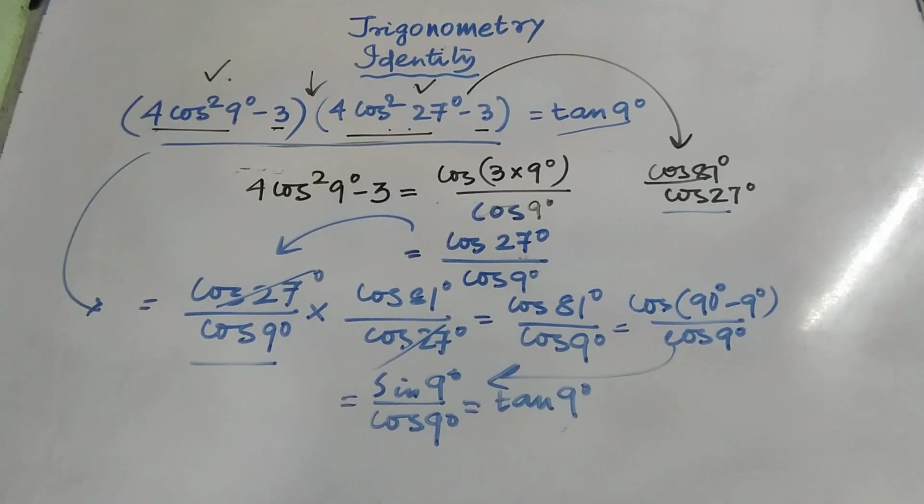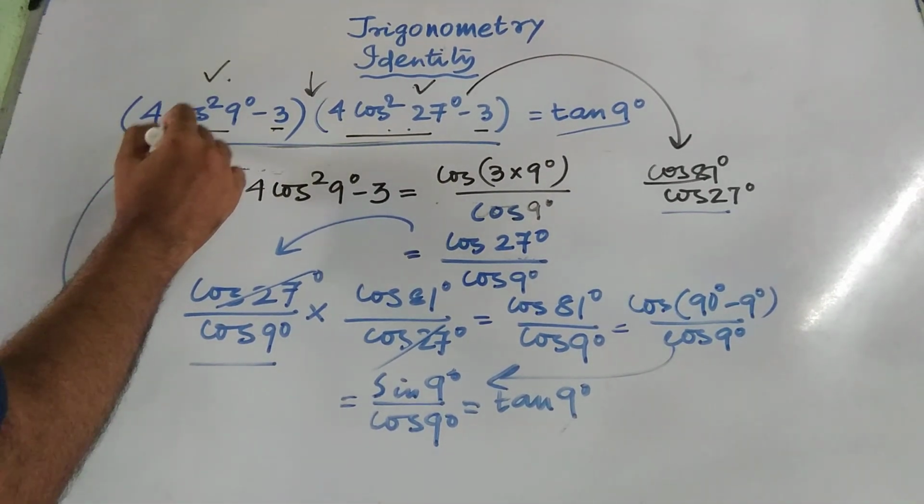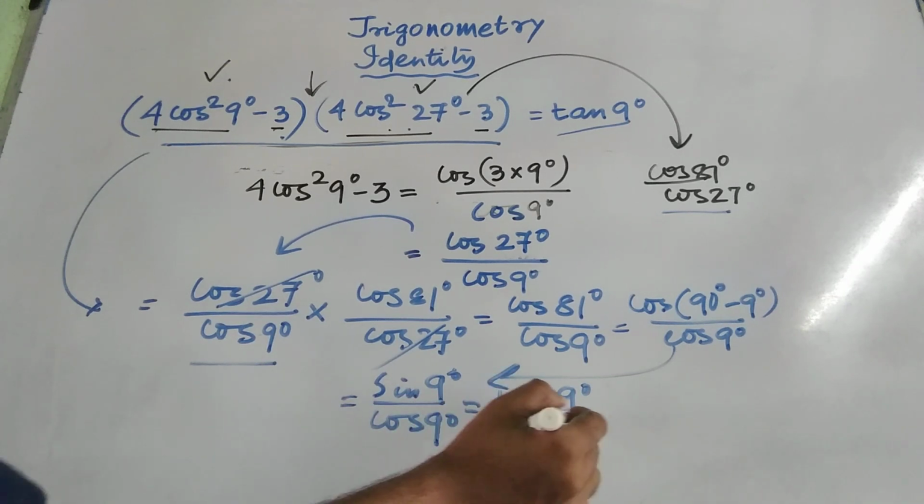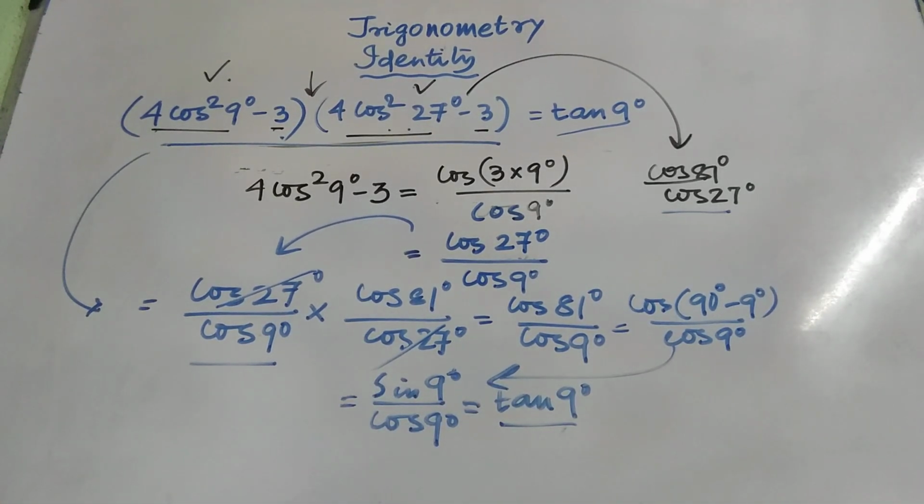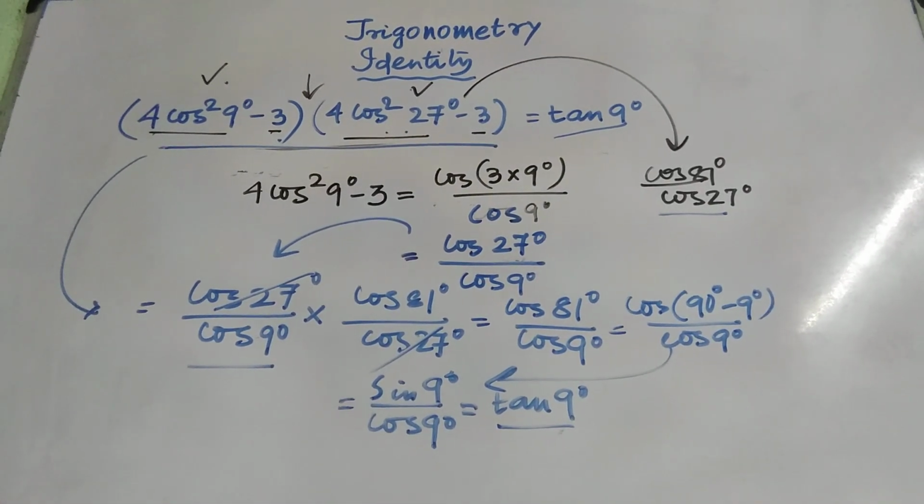So this is a trigonometric identity, which is basically proving left hand side equal to right hand side, which was intended to prove. So this is a good example of proving a trigonometrical identity.